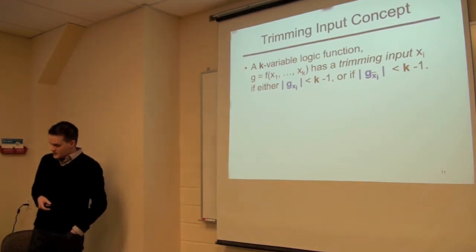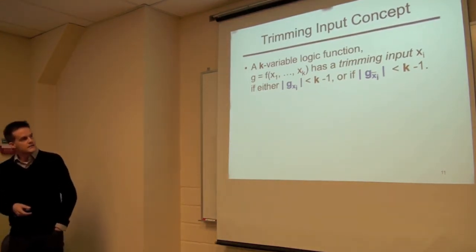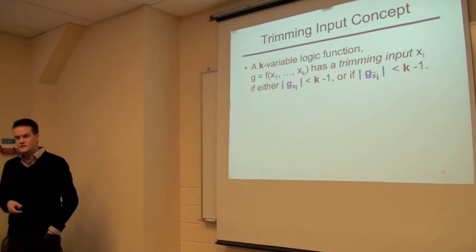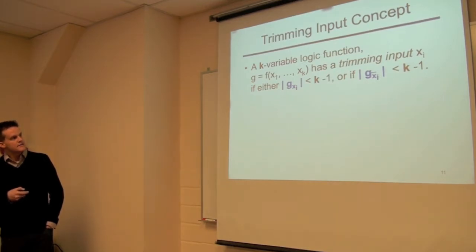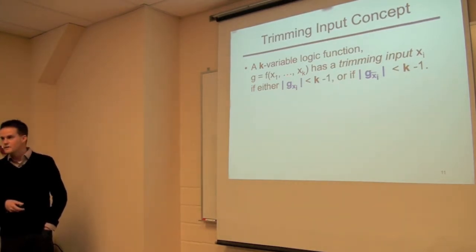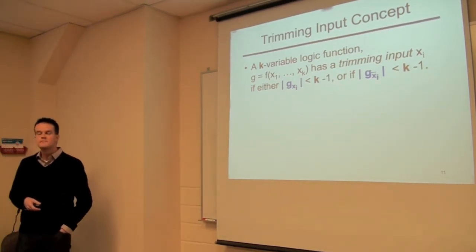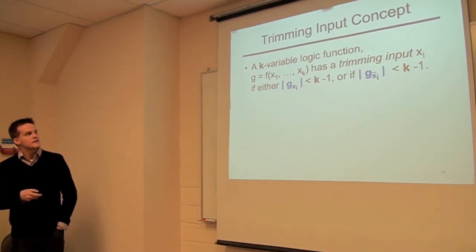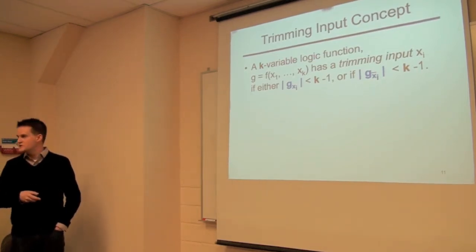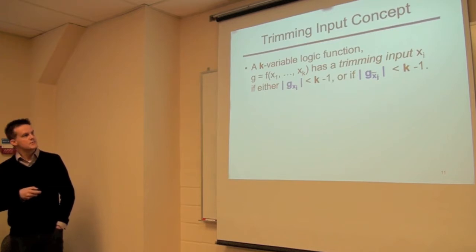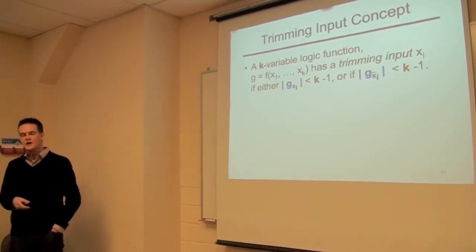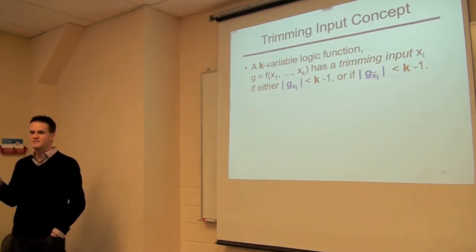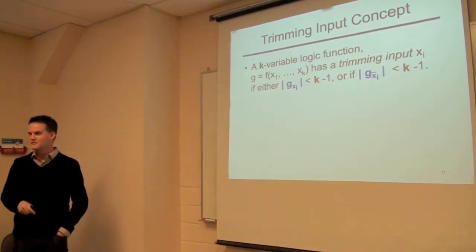We also define something called a trimming input. We couldn't find another name for this in the existing literature, but we defined this notion of a trimming input, which is that, say I have a k variable logic function right here. We say it has a trimming input, xi, if Shannon decomposition with respect to xi produces a small cofactor that has fewer than k minus 1 variables. So for sure the cofactors are going to have less than or equal to k minus 1 variables.